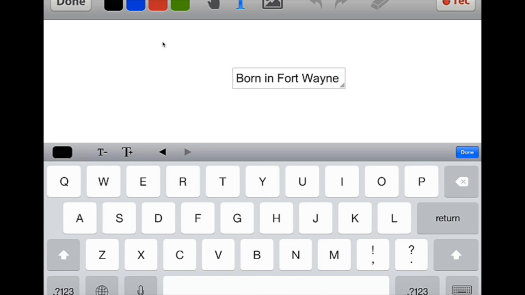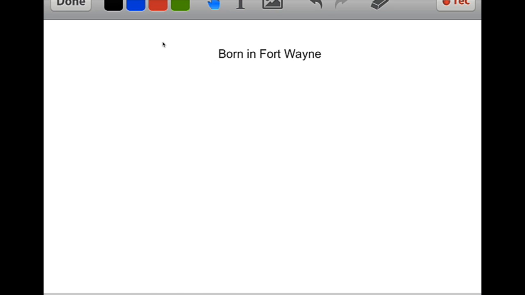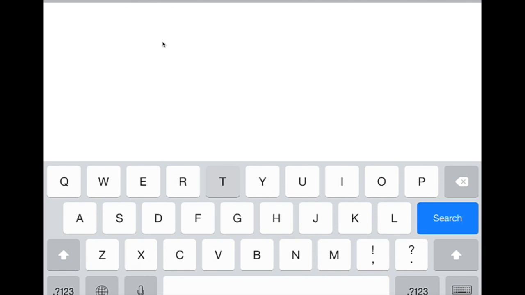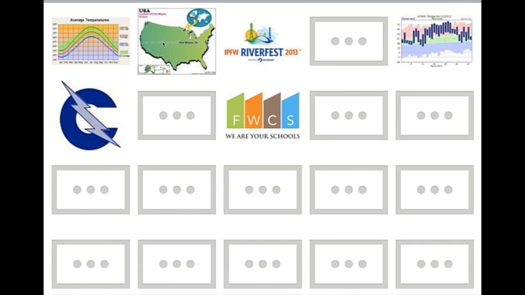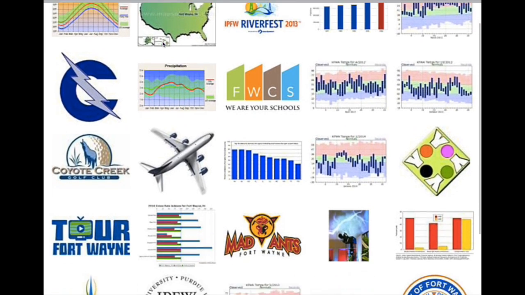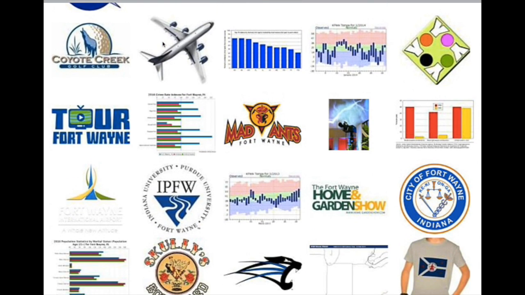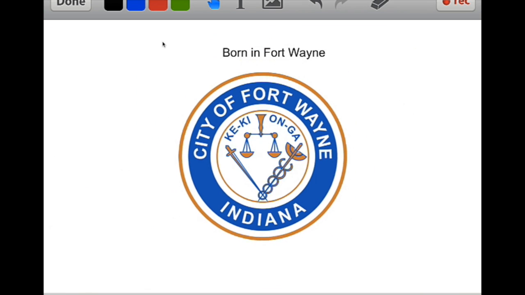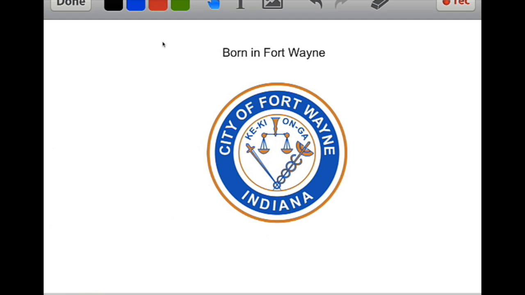Another cool function for the pictures is you can click on that picture icon at the top and go to the web. It has a built-in web function of Educreations where you can search for pictures. So I'm going to type in Fort Wayne, Indiana. It's going to pull up some pictures of Fort Wayne or Fort Wayne-like things. Let's go with the city of Fort Wayne crest. There we go, we'll choose that one. I can resize that by pinching it with my fingers and put it in my Educreation there.